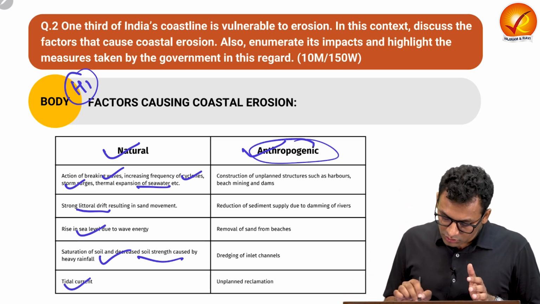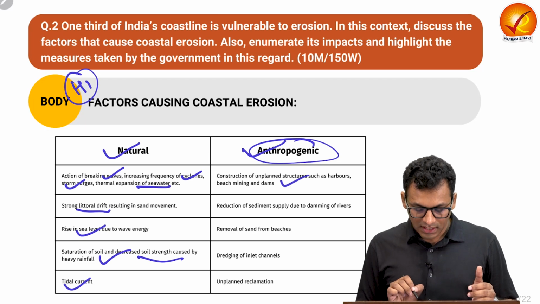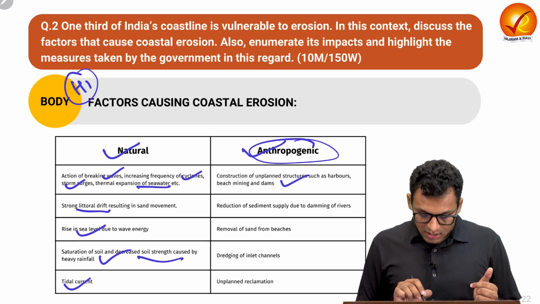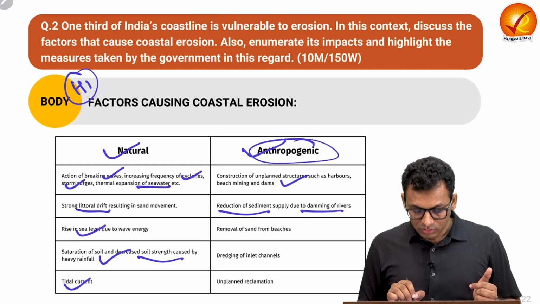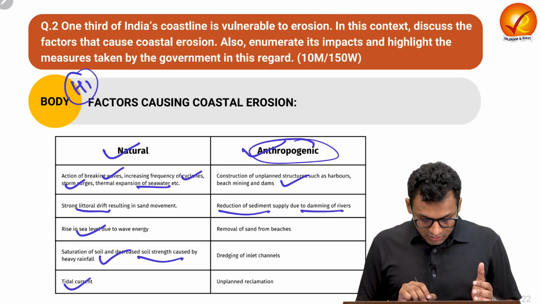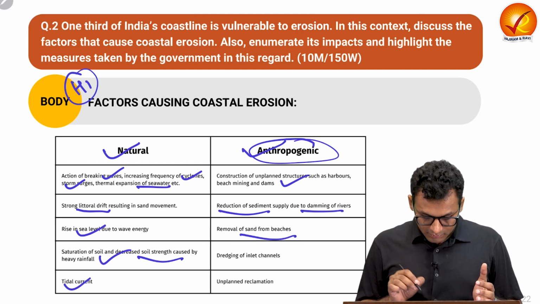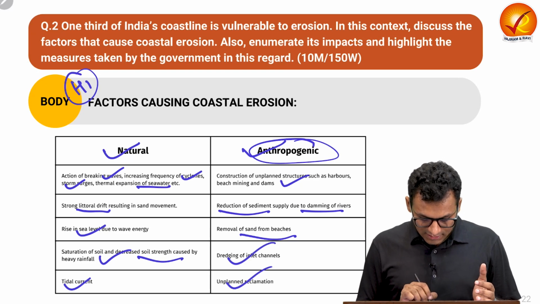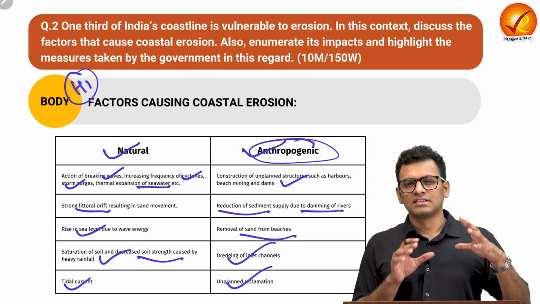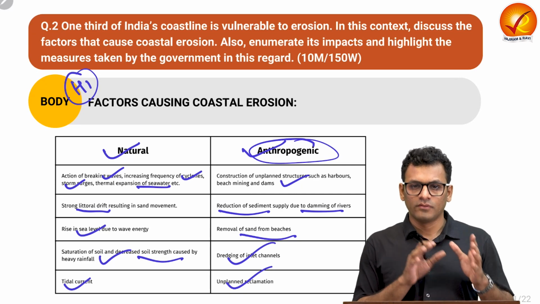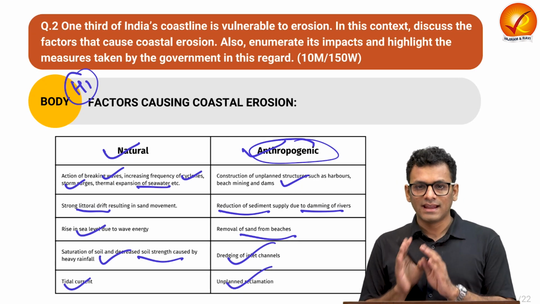With respect to the anthropogenic factor, you can talk about the unplanned structures. You can talk about reduction of sediment supply due to damming of rivers. You can talk about removal of sands from beaches, dredging of inlet channels, and lastly, unplanned reclamation. So these are the kind of factors that we have seen for coastal erosion, both natural and anthropogenic.